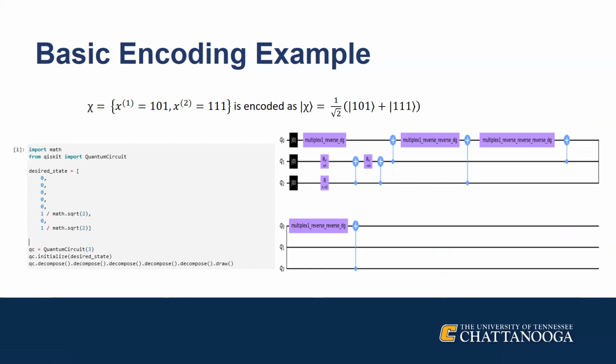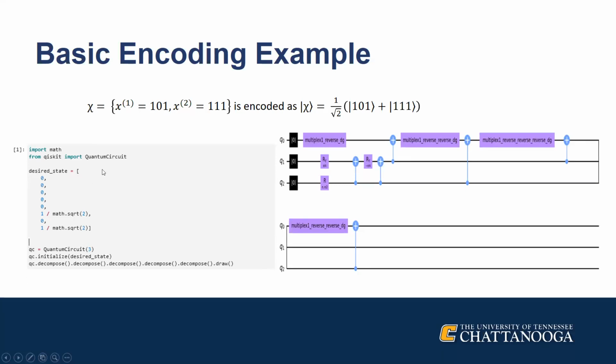We have this data set, assuming that X is a data set here, and it includes only these two. So we have X, the first element is 101, and the second element is 111. And you know, these are binary numbers, basically. So for that, we need three qubits. And we know this is actually 5, and this is 7.